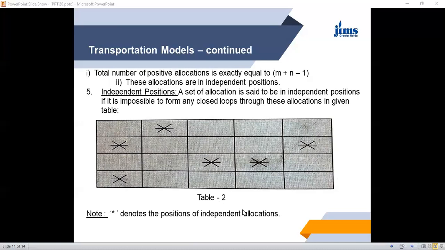So a loop is formed by drawing lines either horizontally or vertically, and you can turn the direction again horizontally or vertically only at the point of allocations. And if you are able to form a loop, then this is called dependent positions, not independent positions.